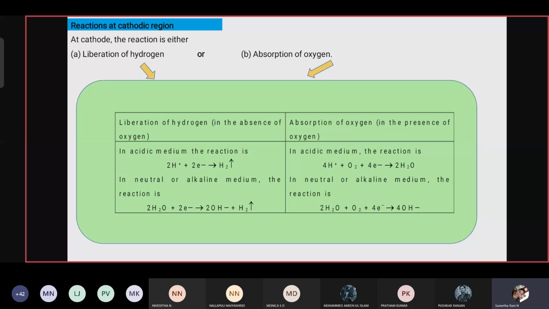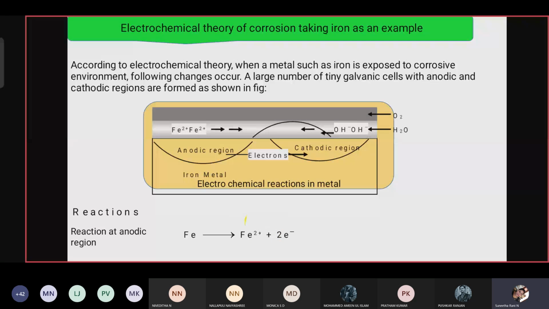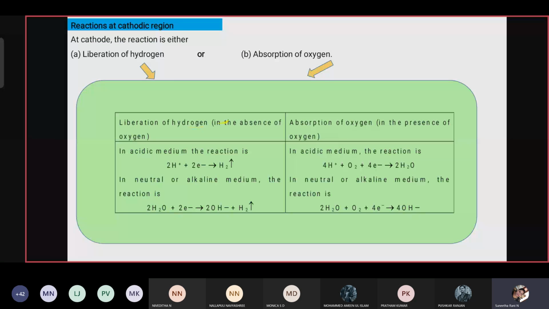So what is the anodic reaction? In the anode reaction, we will get only Fe2 plus ion. In the cathode reaction, there are two conditions. The first condition is liberation of hydrogen. The second condition is absorption of oxygen. In the absorption of oxygen, it liberates more hydroxyl ions, that is OH minus ions, in the cathode region.